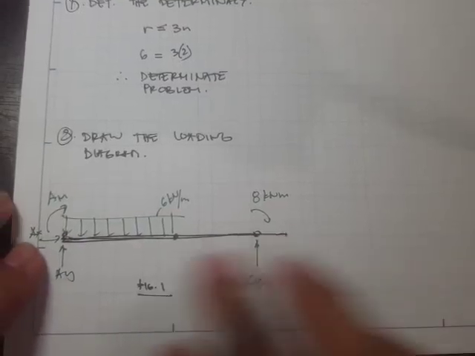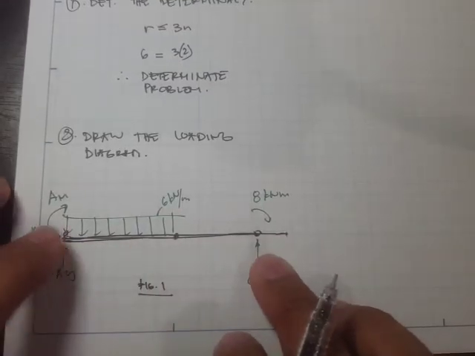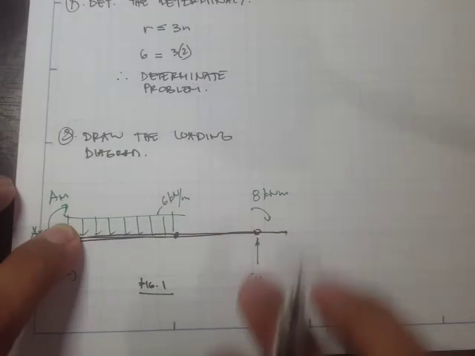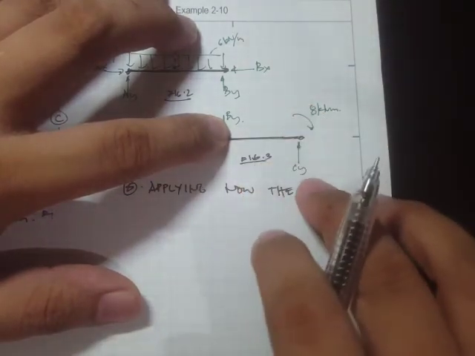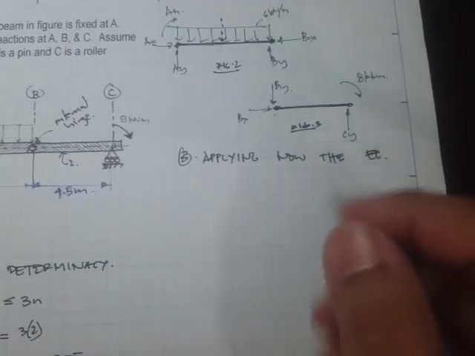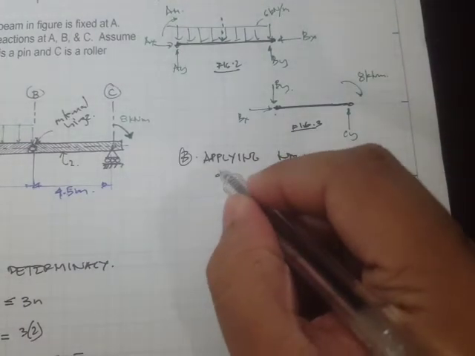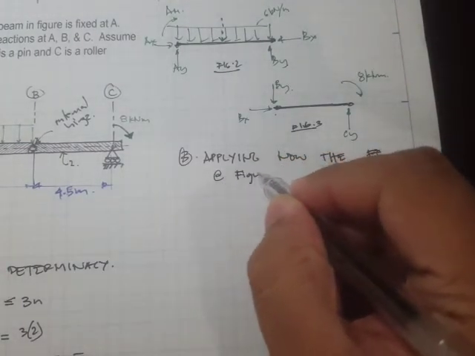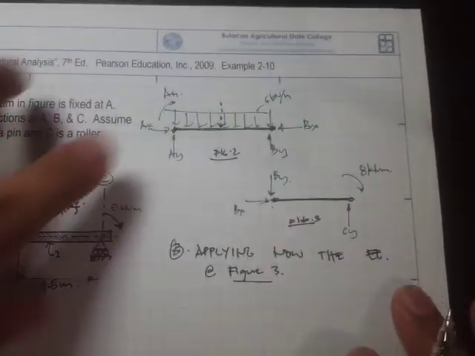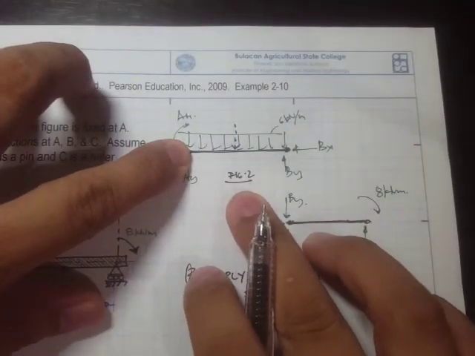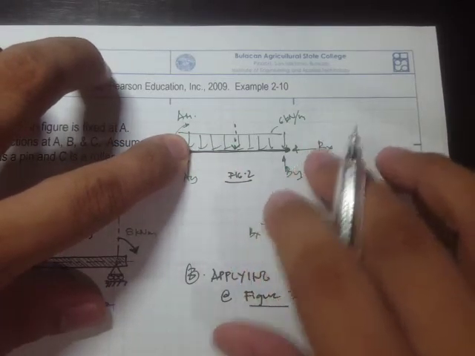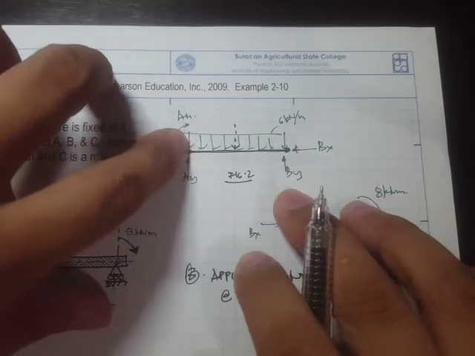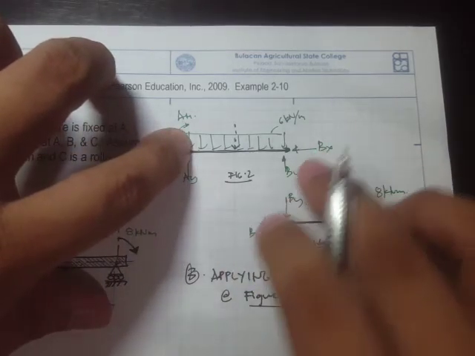It's also possible, if we apply the summation of moment at A, then we can find the value of Cy. Or right here, if we use figure 3, then we can also find the value of Cy. So let's say applying now the equilibrium equations at figure 3. By the way, right here for figure 2, it would not be sufficient to be able to solve the unknowns, because if you apply the summation of moments along A, we have two unknowns.